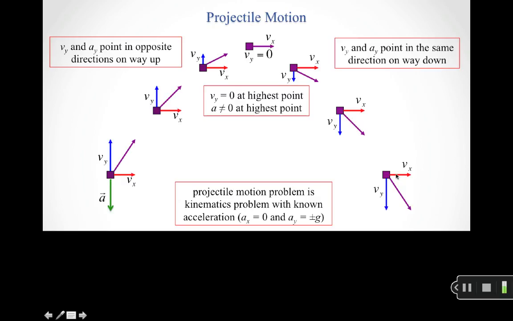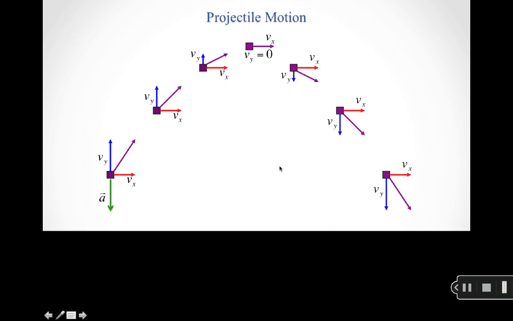So all these things I can summarize. I know that the y component of the velocity and the acceleration point in the same direction on the way down, which is exactly why my object speeds up. This component gets larger because now the velocity and the acceleration both point in the same direction in terms of the y component. I know that Vx is unchanged during my entire flight. Again, that's because there is no horizontal component of the acceleration.